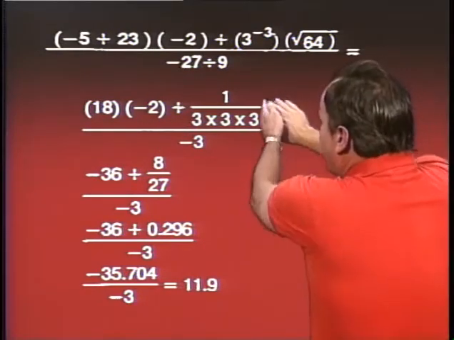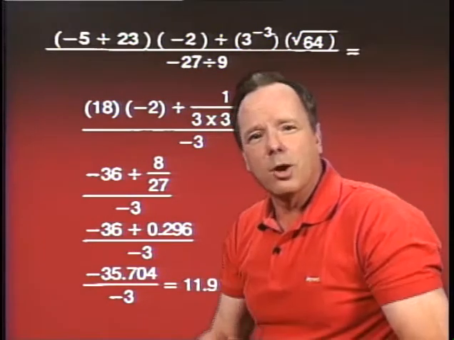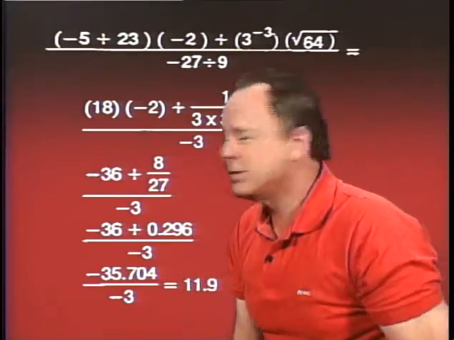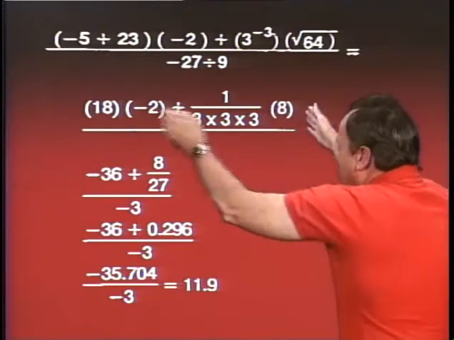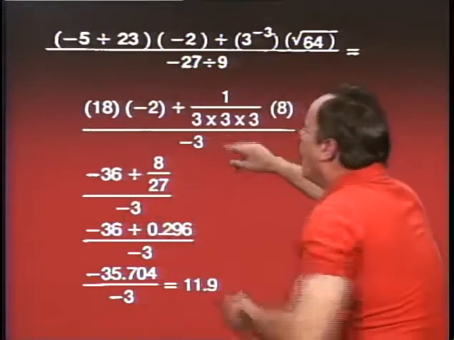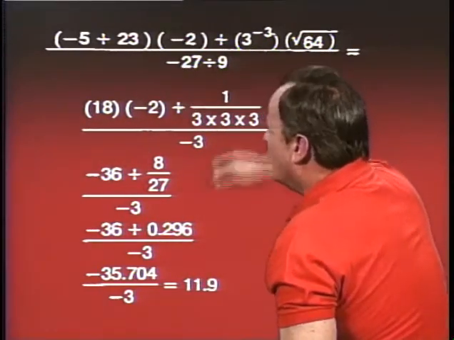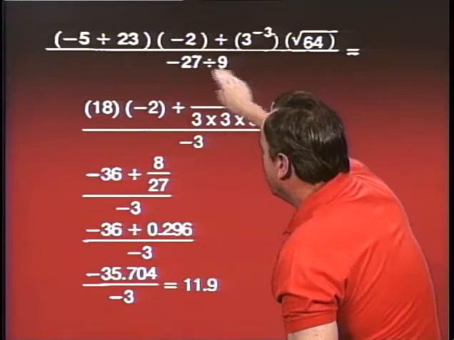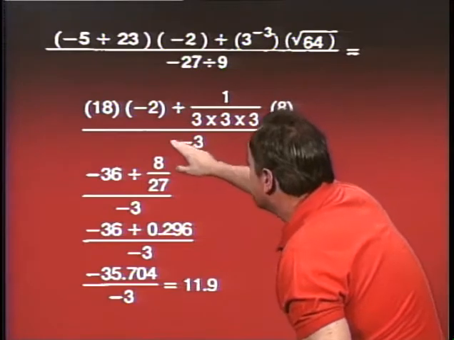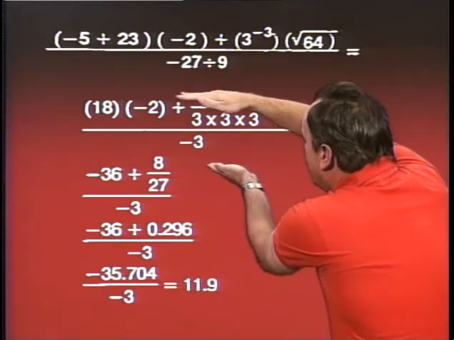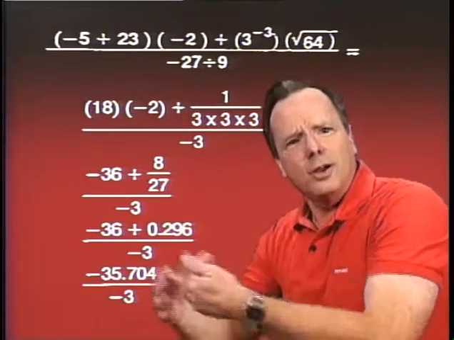And you're going to multiply that times the square root of 64. Well, if you remember your squares and square roots, you know that 8 times 8 is 64. So therefore, the square root of 64 comes down to 8. And so you wind up with this expression, all divided by minus 27 divided by 9. Well, all we have to do is take 27 divided by 9, which comes out to 3, and put a minus sign in front of it, becomes minus 3. So now we have resolved the expression at the first level.